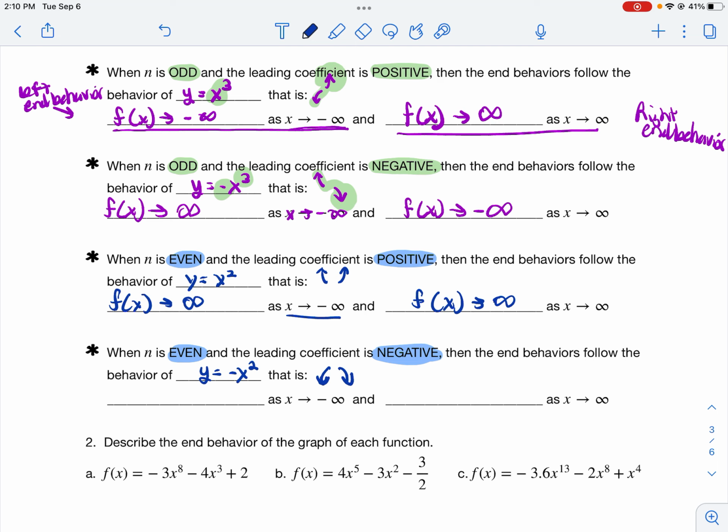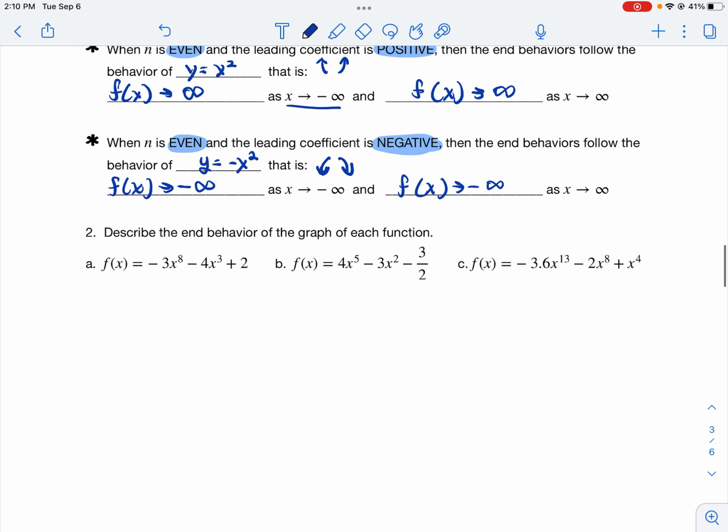So the left end is going down, so I'd say f of x is going to negative infinity as x goes to negative infinity. And the right arrow is going down, so f of x is going to negative infinity as x is going to infinity. And those are your four answers that you're going to get for end behaviors of a graph.